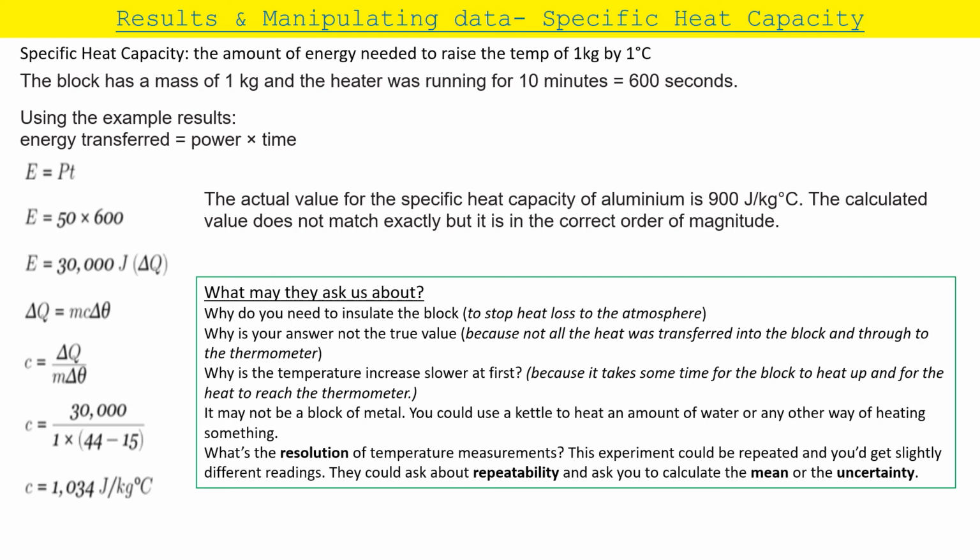And the last bit that they really want to talk about is something called resolution. So what is the resolution of temperature measurements? That basically means how small were the increments on the thermometer. If your thermometer, does it measure in degrees, does it measure in half a degree? That's important. And they could ask you about repeatability and why you would want to do this more than once. And they want you to think about uncertainty. How certain or uncertain are you that you are closer to the true value?